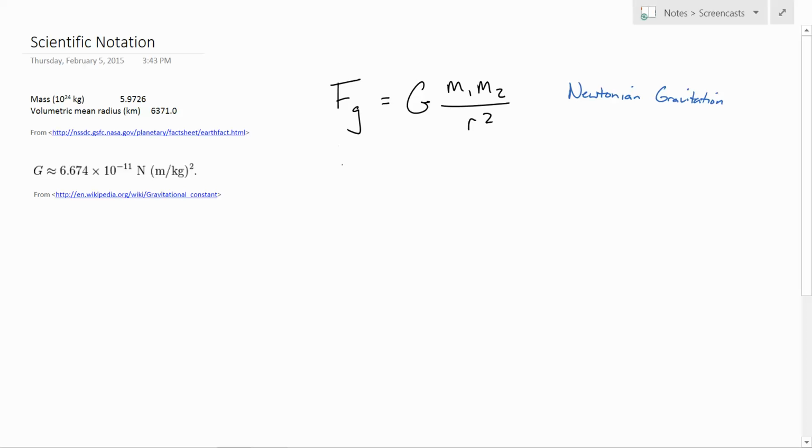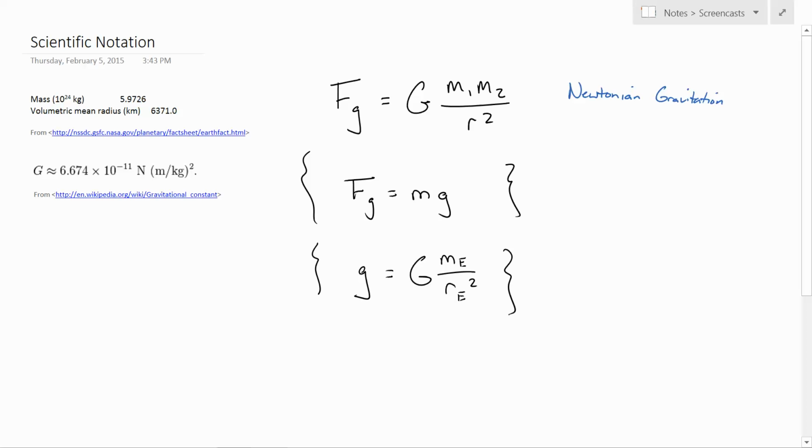Well, we said that near the Earth, Fg is equal to mg. So that should mean then that g, the thing that our mass is multiplied by, should look like this: the mass of the Earth divided by the radius of the Earth squared, right? Now, you may have noticed over here I've conveniently located many of these variables. So let's see what we get.